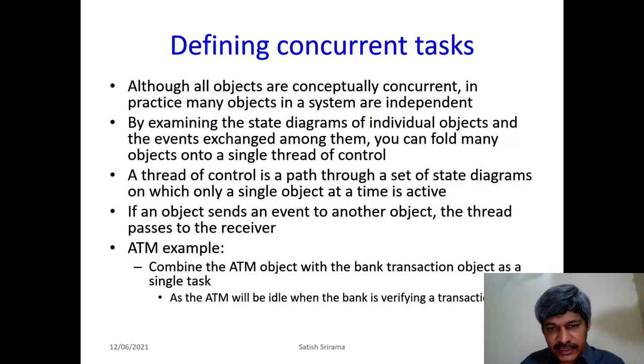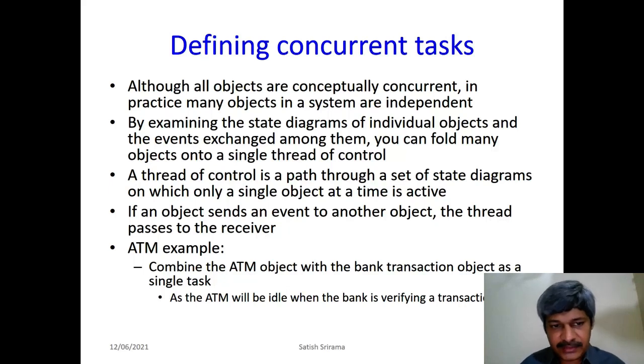A thread of control is a path through a set of state diagrams on which only a single object at a time is active. You are in the state diagram of one of these objects, and the thread of control is there. If this object sends an event to another object, the thread of control passes to the receiving object. In that sense, a thread of control is a path through this set of state diagrams.